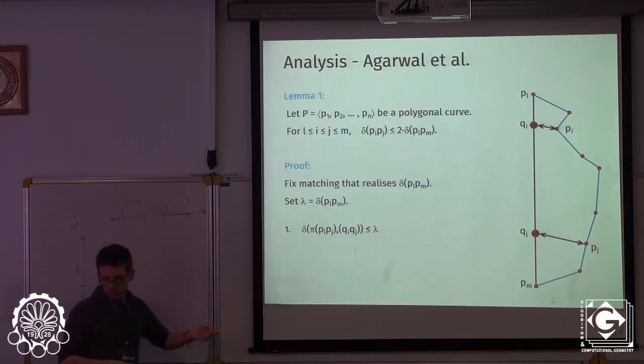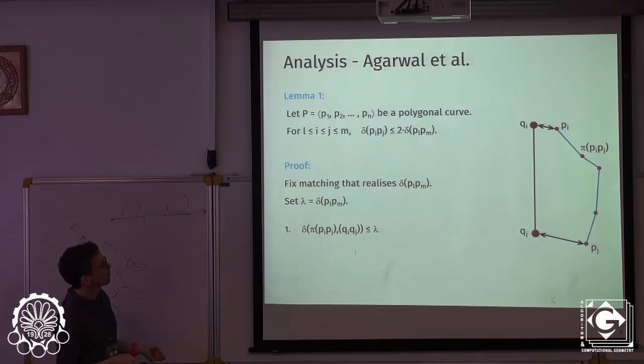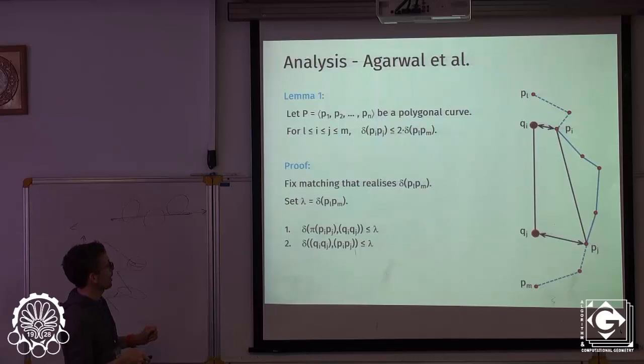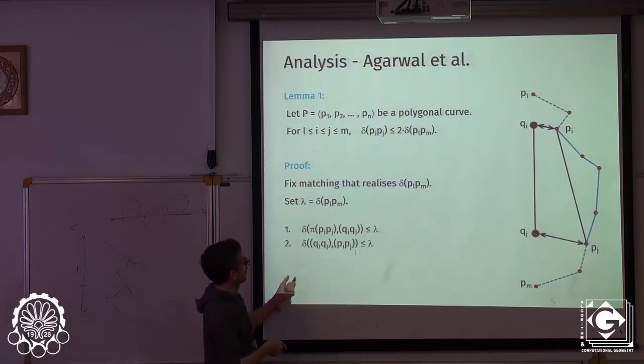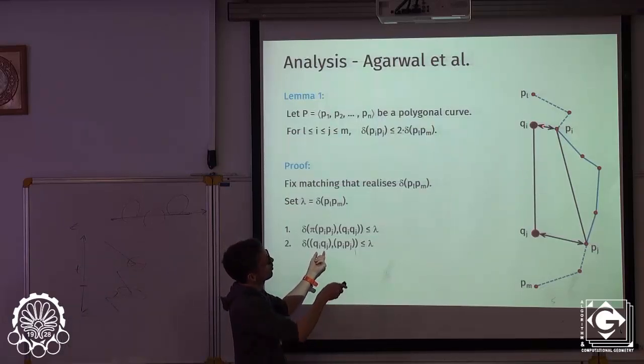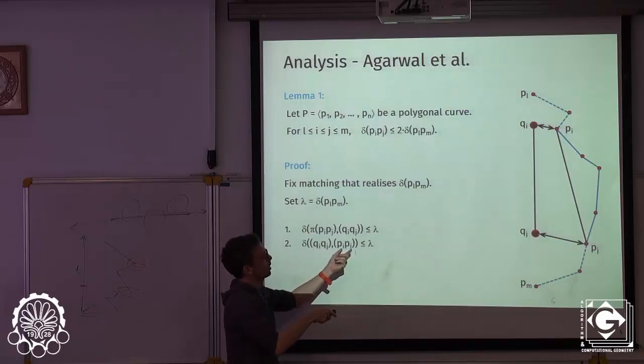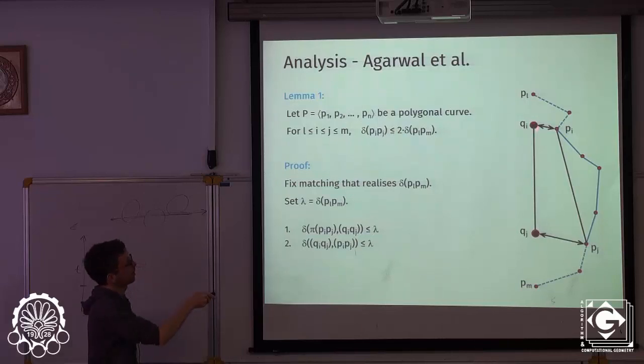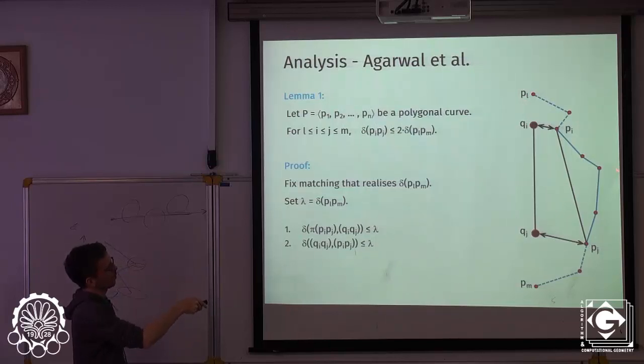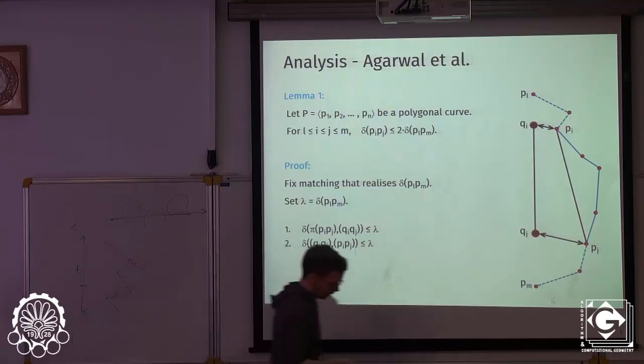What I also now have, so now I'm just focusing on this part, is that the distance from this subcurve here to this segment is at most lambda, and the reason for that is that both of these are segments. So if this one had a small distance to this here, if I drop parts here, then it only decreases the distance. So let's show that.